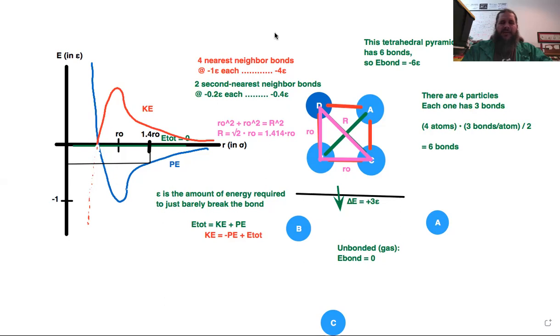And then how would we use that to find the actual bond energy here? Yeah, add those together. Negative 4 epsilon plus negative 0.4 epsilon would be negative 4.4 epsilon. So this cluster, this square of atoms, has a total bond energy of negative 4.4 epsilon, in the sense that you'd have to add 4.4 epsilon to split it up completely. Any questions on that so far?